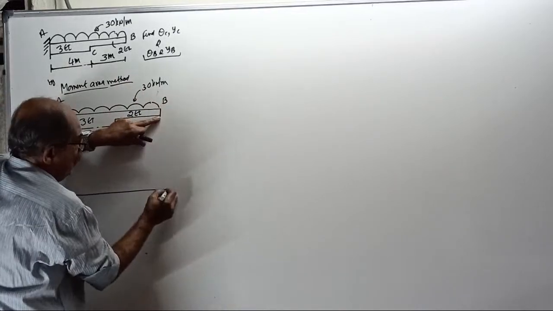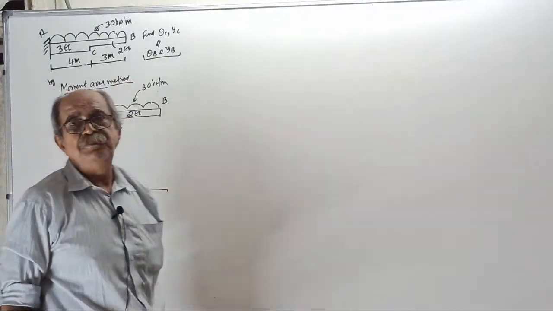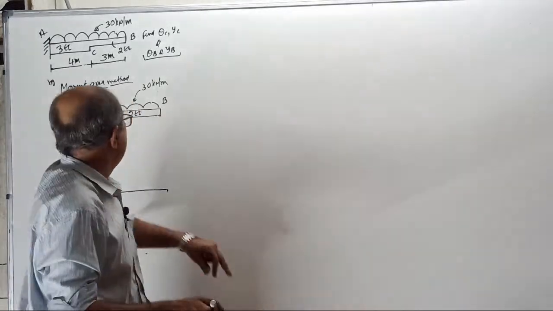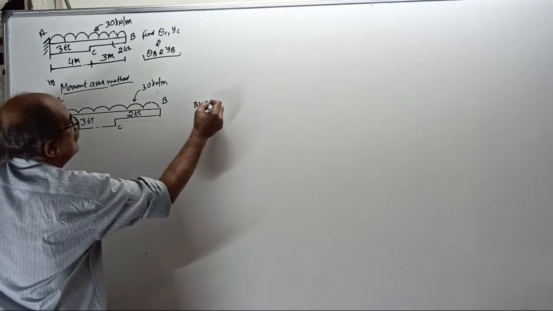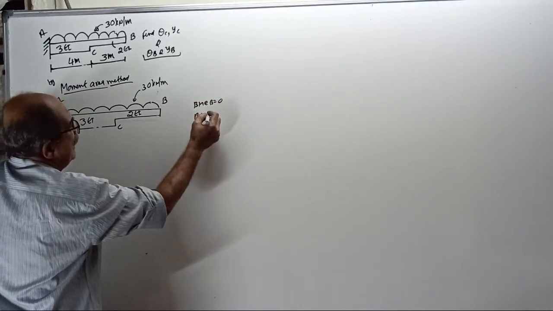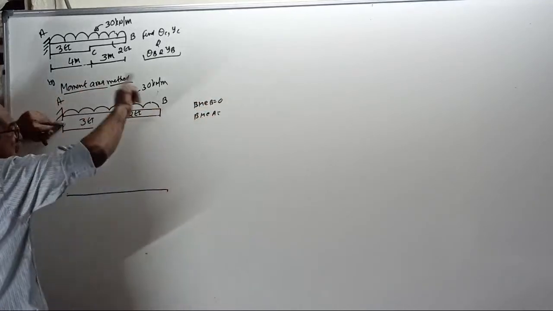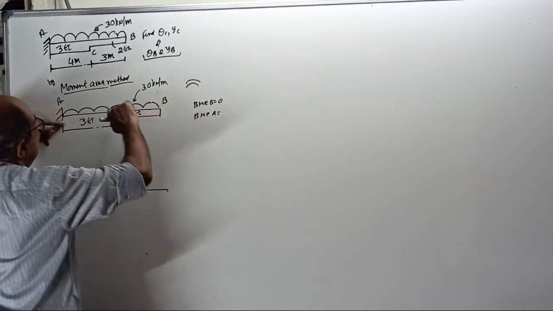BM at B, 0. You should write somewhere outside. If you want to learn, you should write outside. Then BM at A. BM at B is 0. BM at A, see, sign not required. Hogging BM, all BMs are hogging.